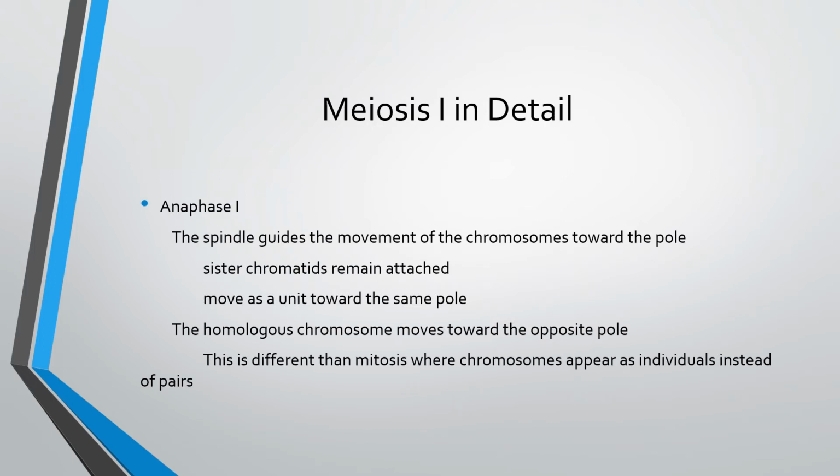Anaphase 1. The spindle guides the movement of the chromosomes toward the poles. Sister chromatids remain attached. They move as a unit toward the same pole. The homologous chromosome moves toward the opposite pole. This is different than mitosis, where chromosomes appear as individuals instead of pairs.